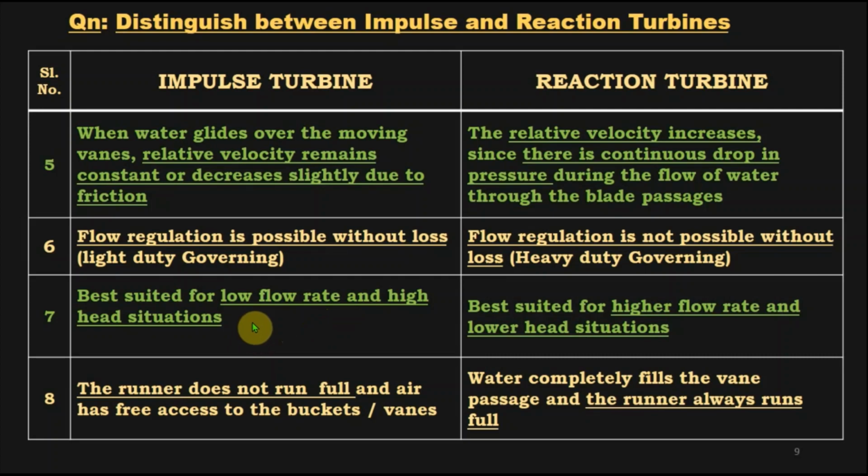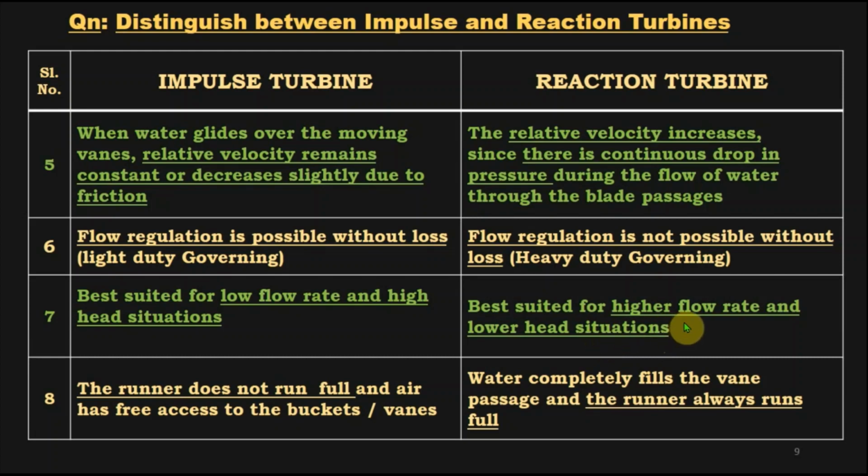Practically from 300 meters to say 2000 meters, the Pelton turbines are recommended and they will give better performance. But reaction turbines are best suited for high flow rate, higher discharges, and lower head situations. For example, Francis turbines are best suited for head ranges from 100 meters to 300 meters.